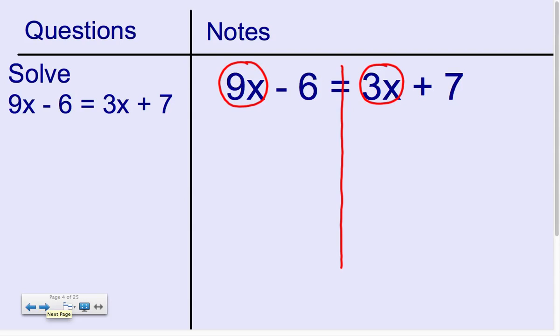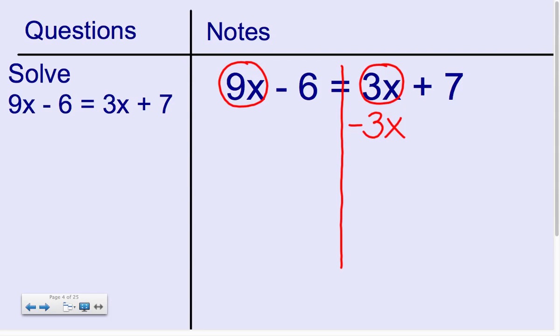Now remember, there's 2 possibilities for this first step. Since 9x is positive, I could subtract it on both sides. Or since 3x is positive, I could also subtract that on both sides. The one that's going to keep my number positive is subtracting 3x, so I'm going to do that.